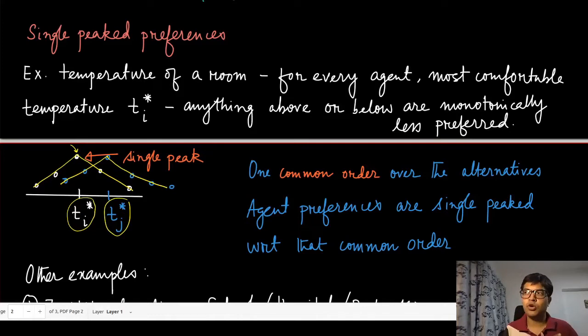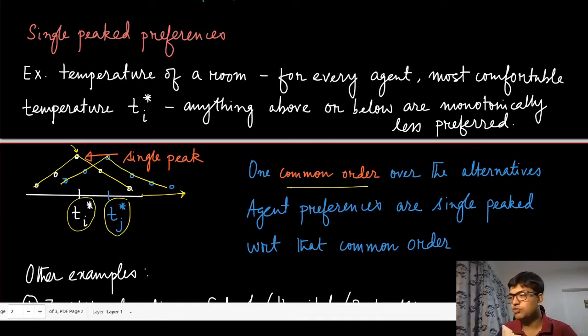The common thing is that both refer to the same temperature scale. So the ordering of these temperatures 25, 26, 27, which is the set of integers, is the same for both these players. There is one common ordering which we are going to refer to. Here the temperature scale is essentially the common ordering. But your preferences might be different, based on where your peak lives.